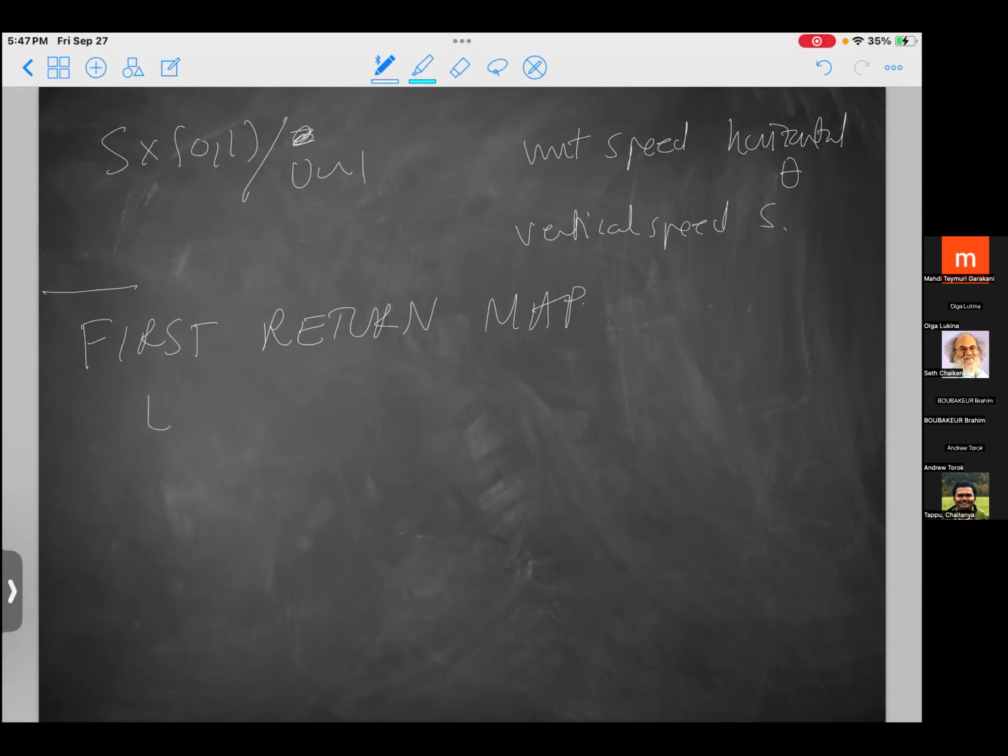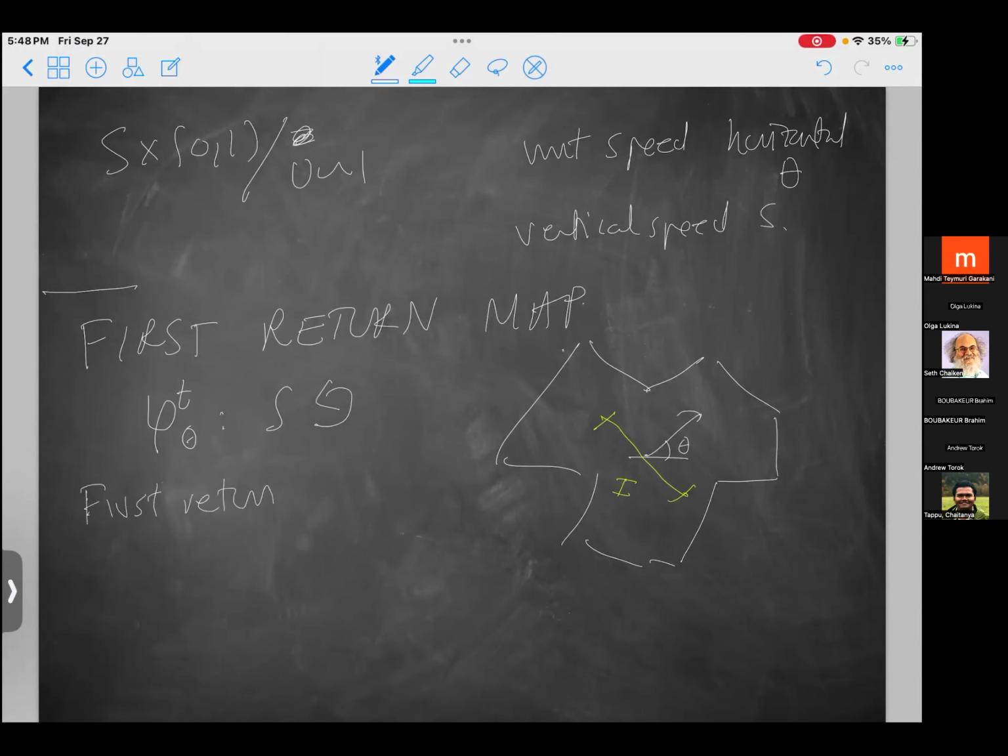So what we're going to do is first think about the flow in direction theta on S. I have some collection of polygons, this is, again, very impressionistic. And we're just going to flow in direction theta. And we're going to take some interval transverse to the flow. We're going to call it I. And the first return map to I is what's called an interval exchange transformation. IET is interval exchange transformation.